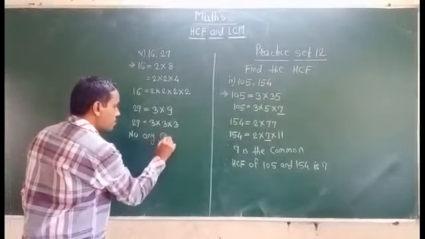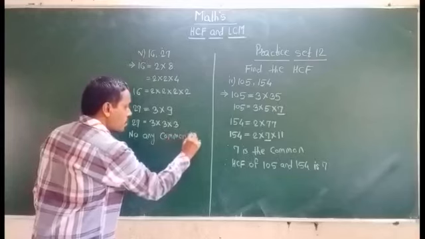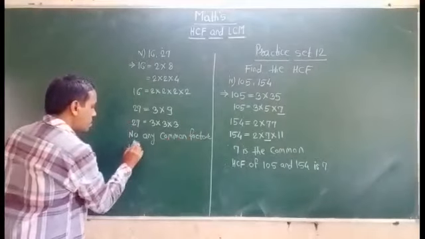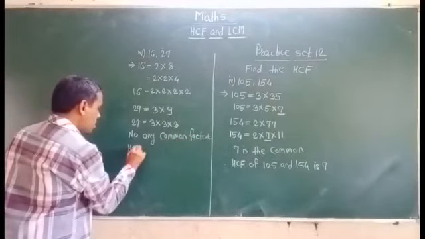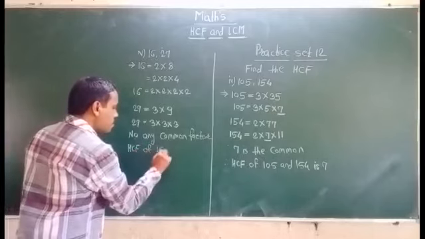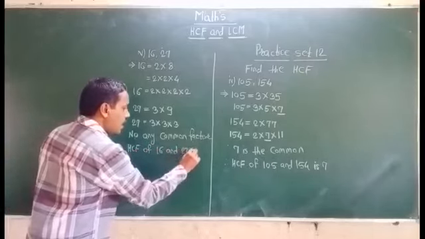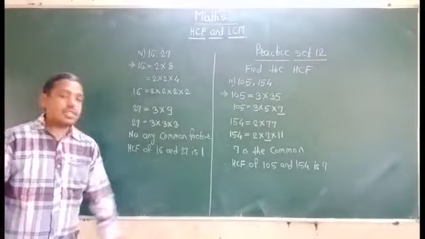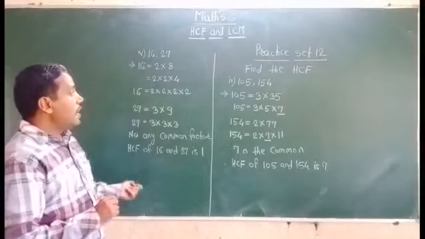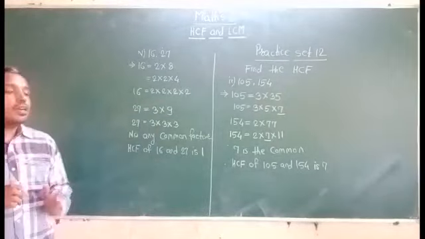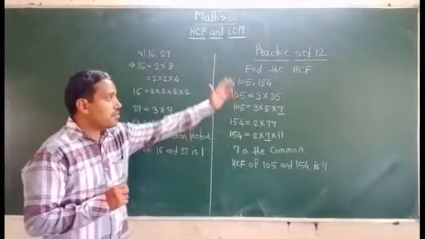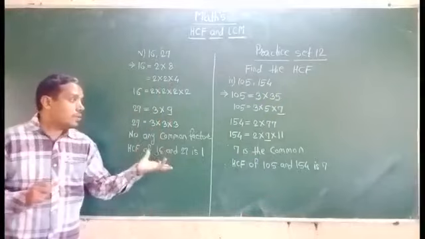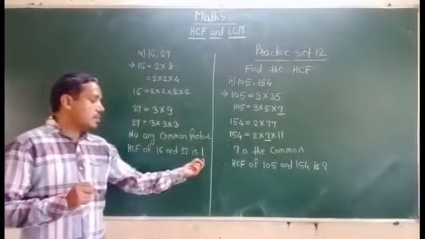So we can write: no common factor. Therefore, the HCF of 16 and 27 is 1. So in this way, we can easily find the HCF of any numbers. If a common factor is given, then that common factor is the HCF, and if no common factor is given, then the HCF is 1.